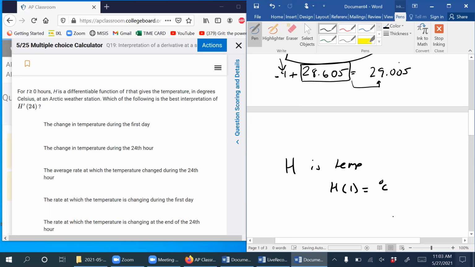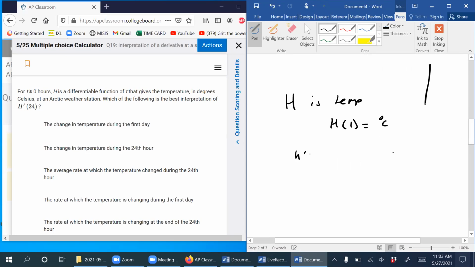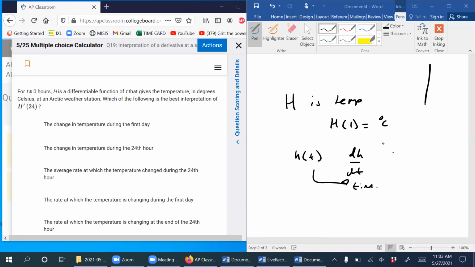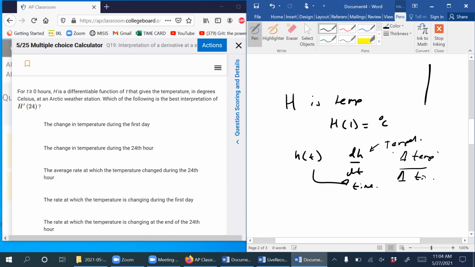Which of these would be the best to describe h prime? Well, if I take the derivative of h of t, wouldn't that be dh over dt? So this is time, and up here is temperature. So this is change in temperature over change in time. So h prime of t is our change in temperature over change in time. Specifically at 24 hours, this is the rate that temperature is changing in relationship to time at the hour of the 24.